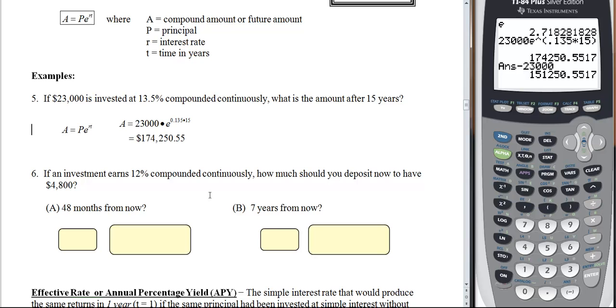All right, the next problem. If an investment earns 12% compounded continuously, how much should you deposit now to have $4,800? First problem is 48 months from now. The second one is 7 years from now. But now look and read the question again. I've got this investment. It says how much should you deposit? That is your principal. I don't know the P.